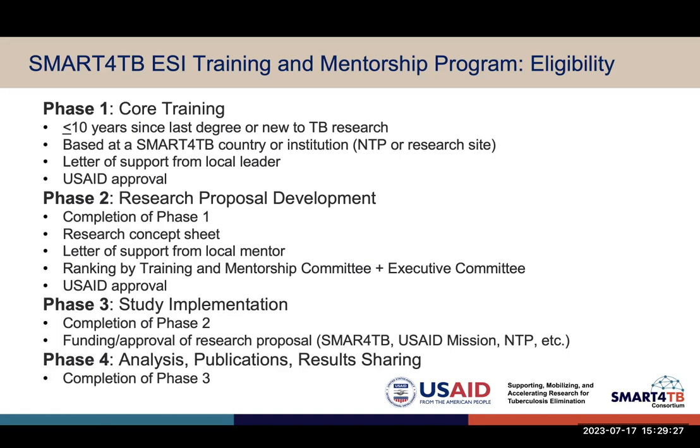To transition after this core phase to phase 2, you obviously will need to complete all of the requirements for phase 1, which we'll talk about in a moment. You'll have to submit a research concept sheet, which you'll be working on in phase 1, but that'll be submitted as part of your application to phase 2. And you're going to need to identify and get a letter of support from a local mentor who's going to help you with that very specific research project. Applicants will then be ranked by our training and mentorship committee and an executive committee. I'll say more about that in a moment. And again, require USAID approval to transition to phase 2.